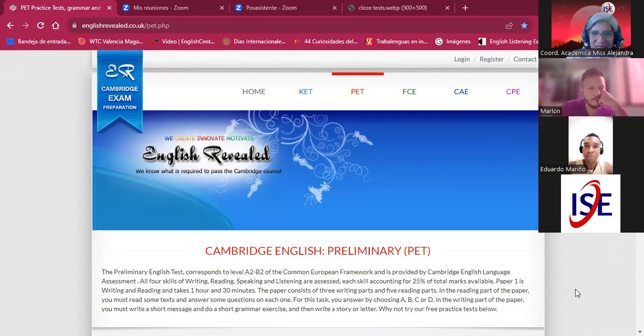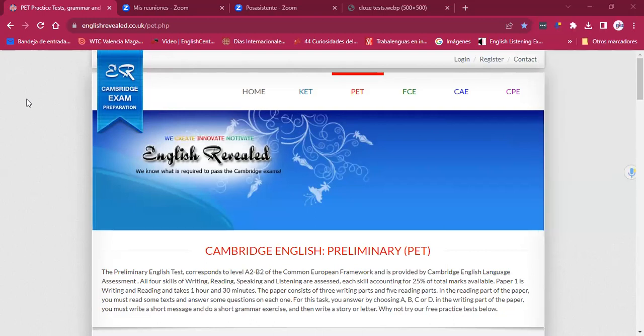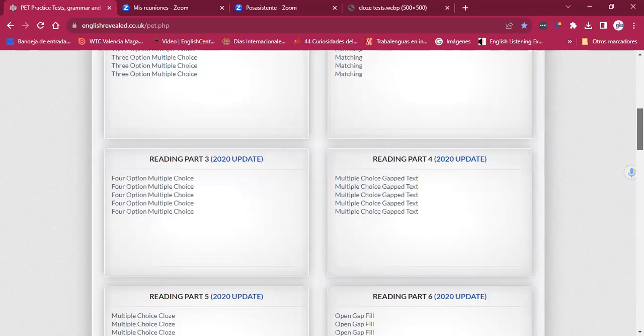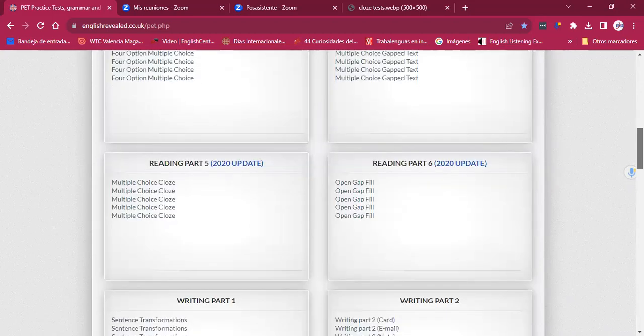So these are the B1 exercises, and they say, notice, the Preliminary English corresponds to the level B1 of the Common European Framework. Notice, writing and reading is 1 hour and 30 minutes, 3 writing parts and 5 reading parts. That's why they do that practice. Let's go to close. Multiple choice close. Let's go here.